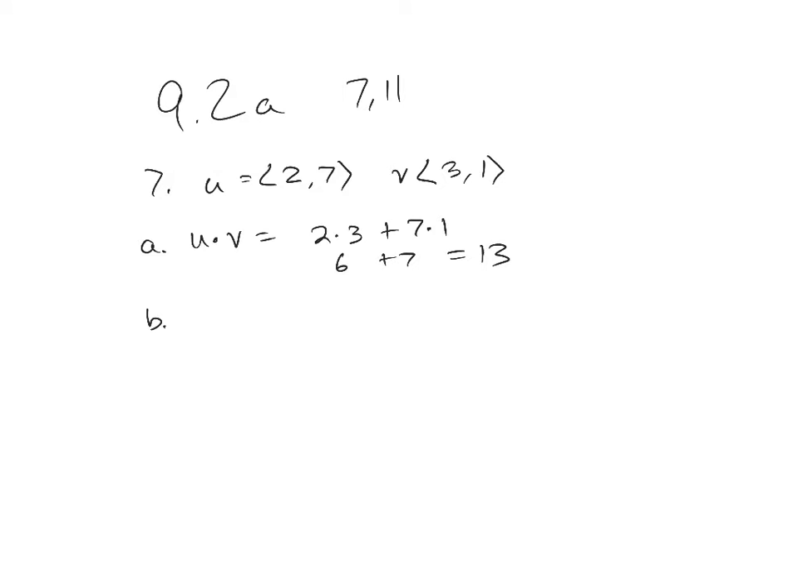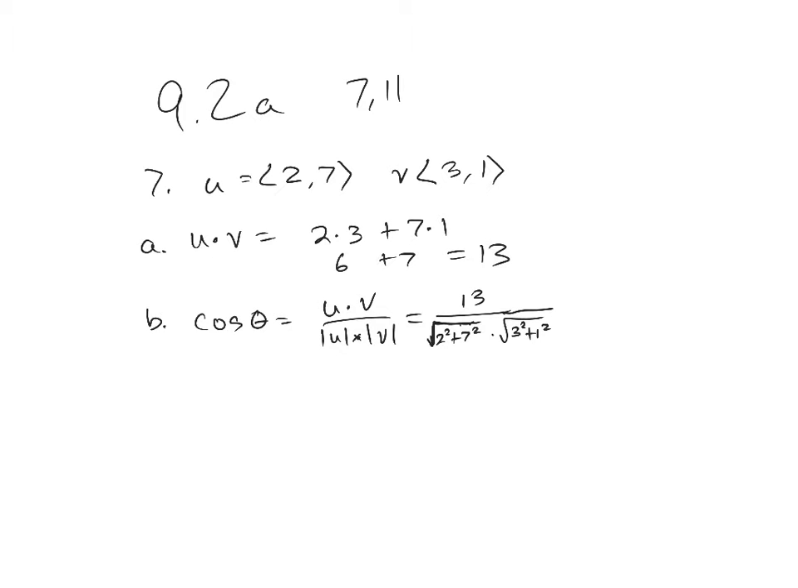The next part is find the angle between them. So the cosine of theta is equal to the dot product over the magnitudes multiplied together. The dot product is 13. Now the magnitude of each: remember the magnitude is your Pythagorean theorem type of issue. So u would be the square root of 2 squared plus 7 squared, multiplied by the magnitude of v, the square root of 3 squared plus 1 squared.